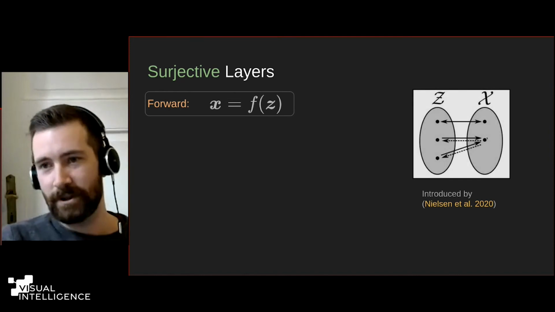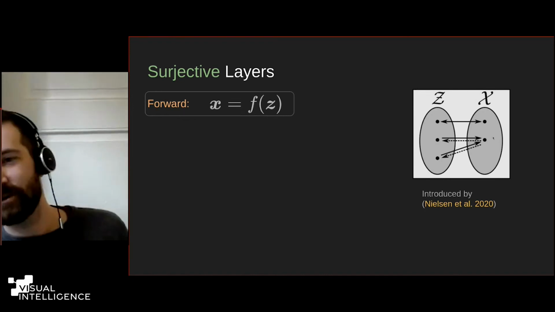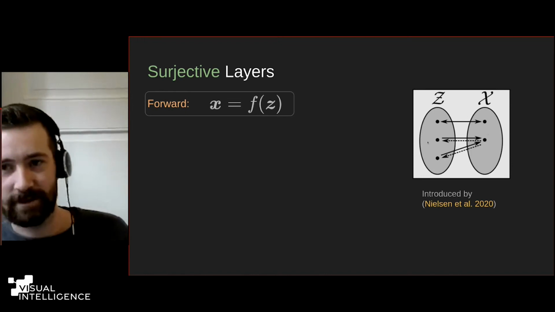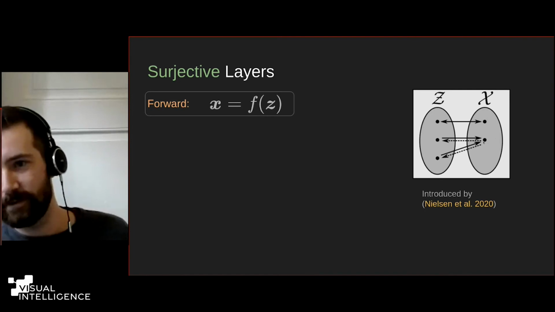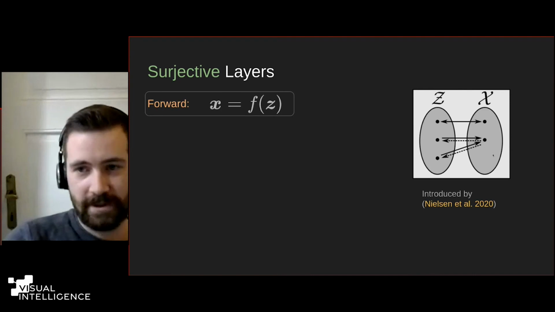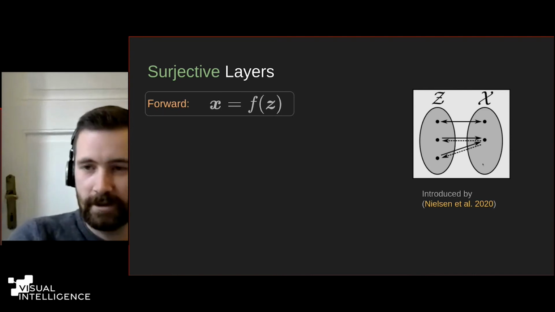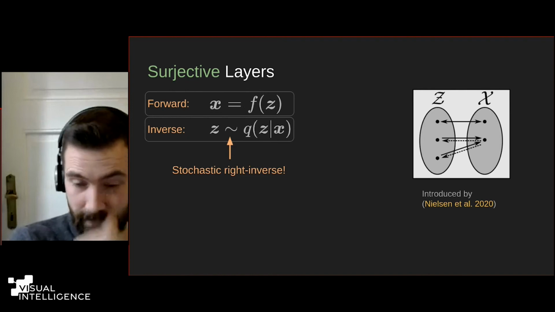And that's clearly not invertible, but we use the fact that all surjective layers have something called a right inverse. So that is a function that maps from x to z, such that when you map back, you get back to the same x. So for this one, it could be any one of these two. And this is not unique, the right inverse. So what we do is use a distribution over all these right inverses, and we call that a stochastic right inverse.